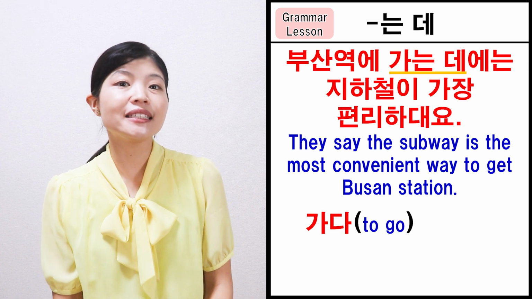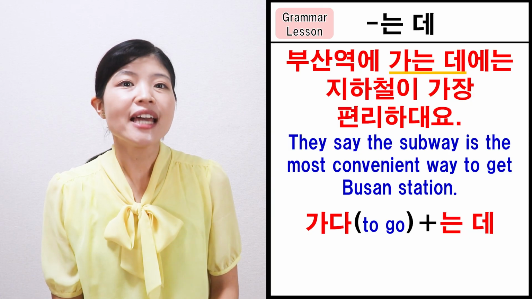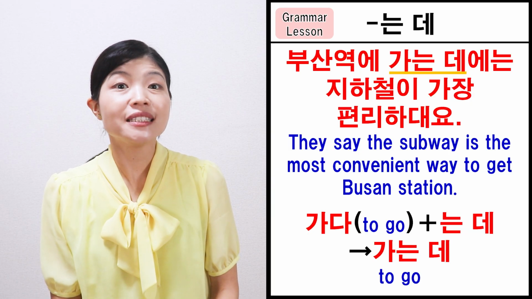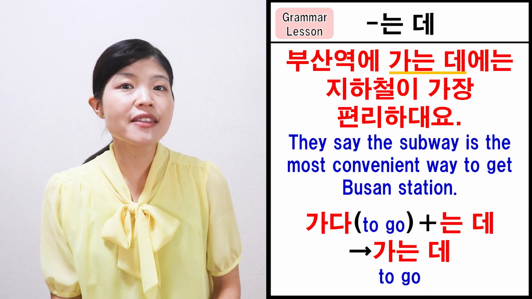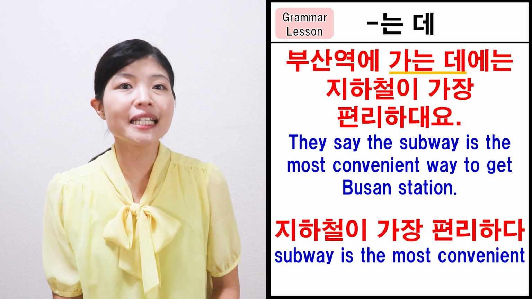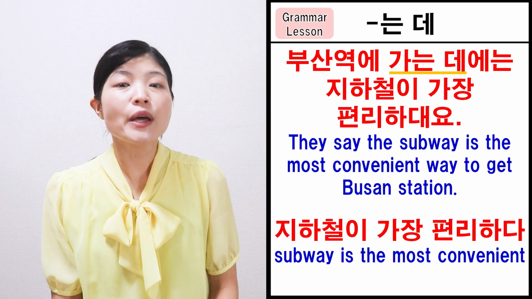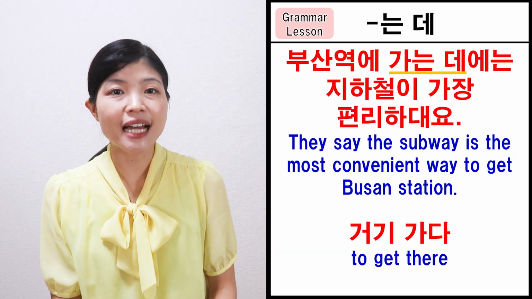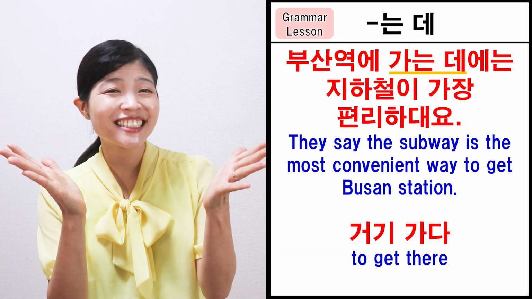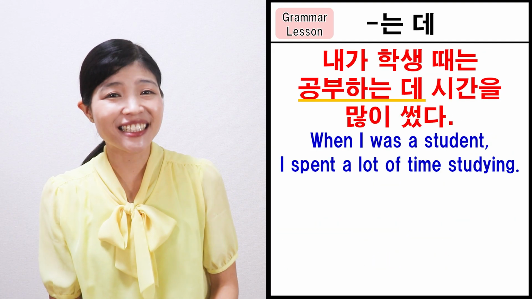Here, 가다 is to go. You add 는데 to the stem to make 가는데 to go. It explains the situation of 지하철이 가장 편리하다. Subway is the most convenient for the action of 거기 가다, to get there. Do you get it? Let's look at the following example sentence.